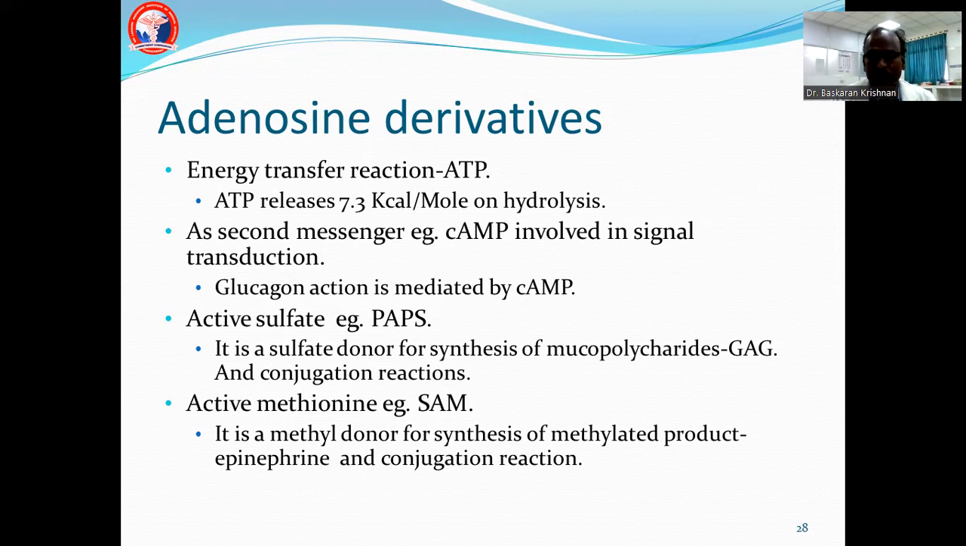Next one is active methionine, and here this is SAM, S-adenosyl methionine. This is actually the donor of the methyl group for the synthesis of methylated products. For example, the catecholamine epinephrine is synthesized from norepinephrine after getting this methyl group from SAM. And this methyl group is also used for various conjugation reactions.